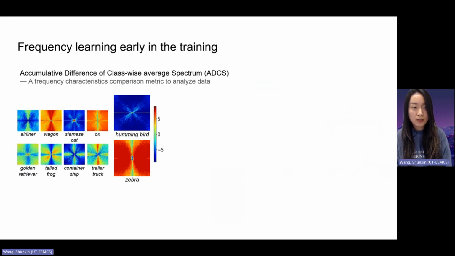We first investigate the data characteristics and relate them to the frequency learning early in the training. We devise an algorithm called ADCS. This compares the frequency characteristics of images in a class-wise manner, which brings us to this colorful map for each class. The blue color at a specific frequency simply means that this class on average has less energy than the others, and the red color is just the other way around.